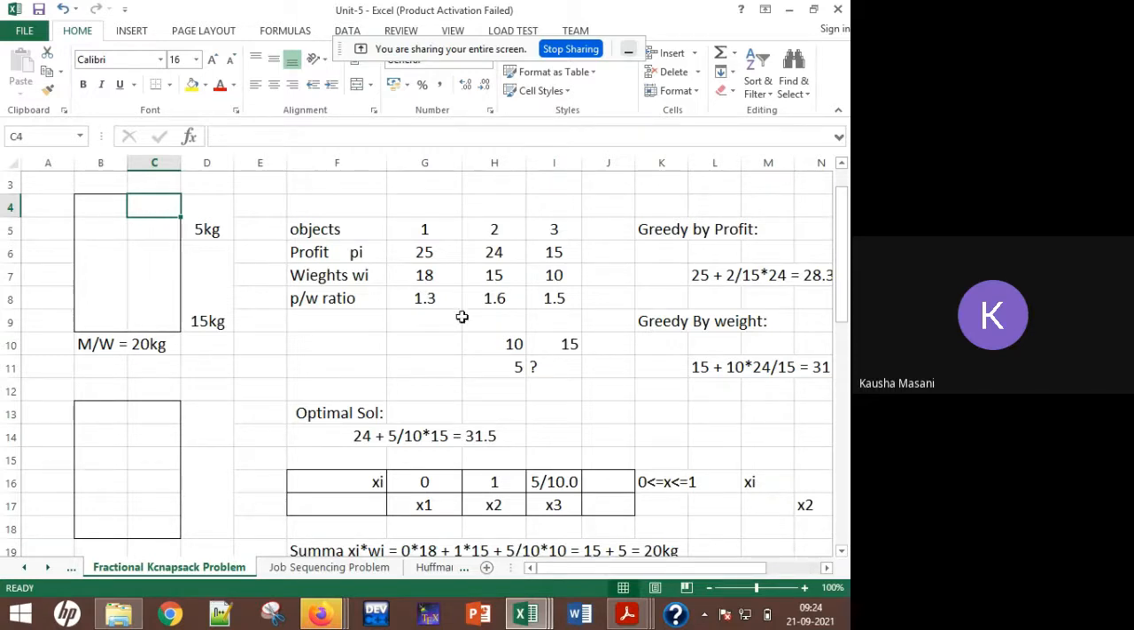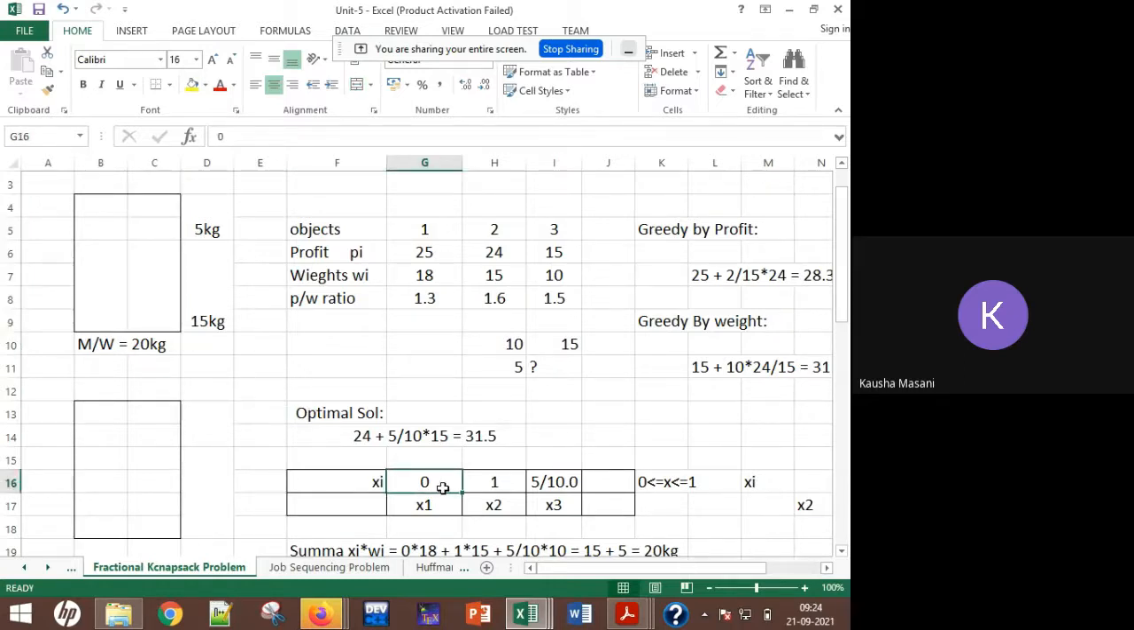Next, I will choose the next highest ratio, that is 1.5. The weight is 10, and I require only 5 kg. So I will write the fractional value 5 by 10. That means my knapsack is entirely full. I don't need X1, so 0 is written.